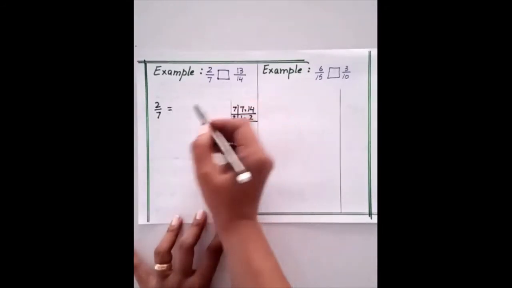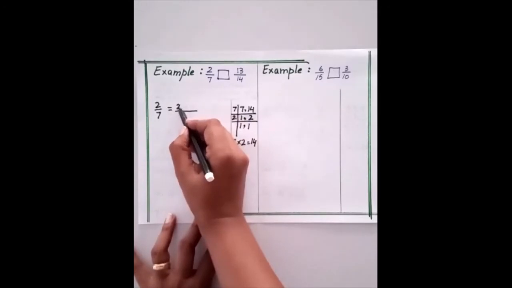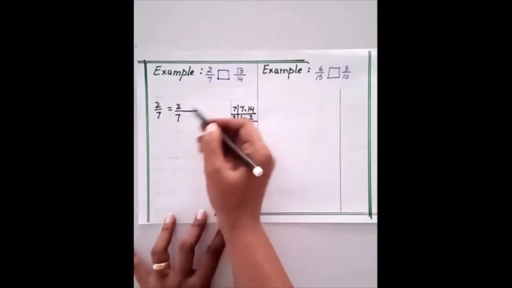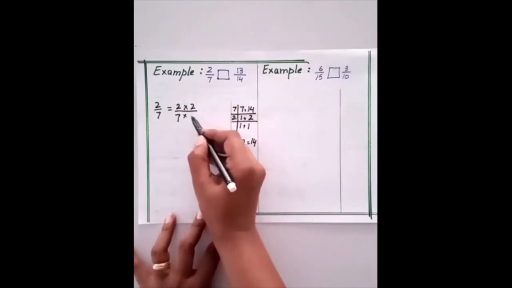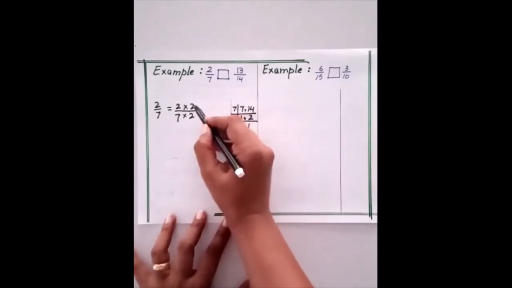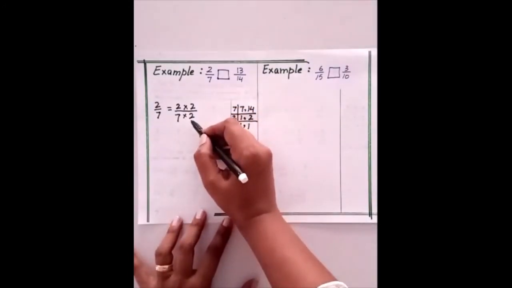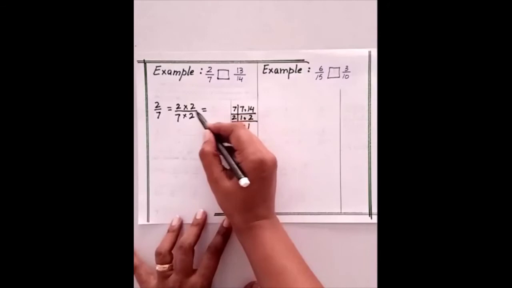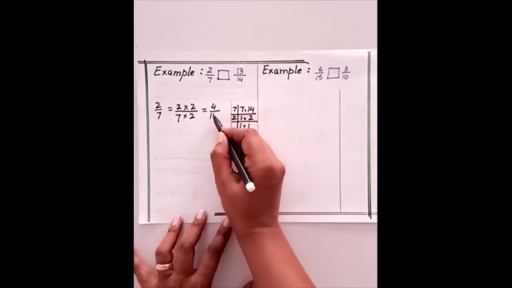Then multiply the numerator and denominator by the same number. If we are multiplying this with 2, we have to multiply the denominator with 2 also. Okay. See, 2 twos are 4, 7 twos are 14.